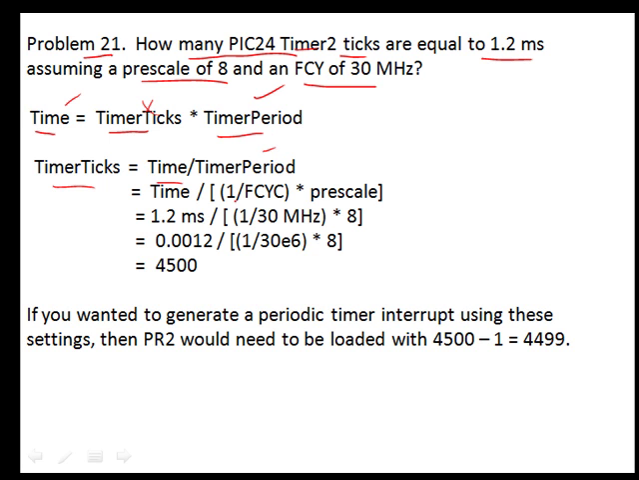For timer 2 on the PIC24, the timer period is 1 over the instruction cycle clock frequency times the prescale. So plugging in our numbers, time is equal to 1.2 milliseconds, our instruction cycle frequency is 30 megahertz, prescale value of 8, and solving, we get timer ticks is equal to 4,500. If we wanted to generate a periodic timer interrupt using these settings, then we would need to load PR2 with one less than this value, which would be 4,499. But this is a number of ticks, 4,500, corresponding to these values.